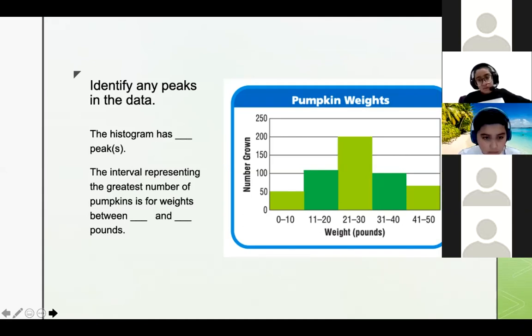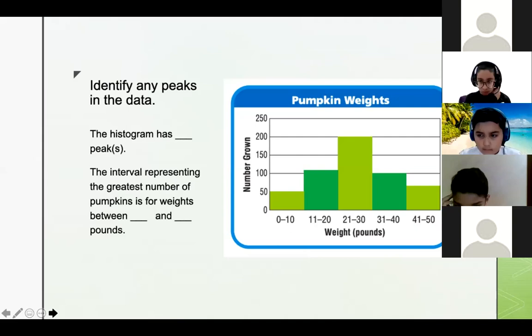One peak. Look at the histogram carefully. One peak, bravo. Where is it located? In the middle. From which number to which number? 21 to 30. Which interval?